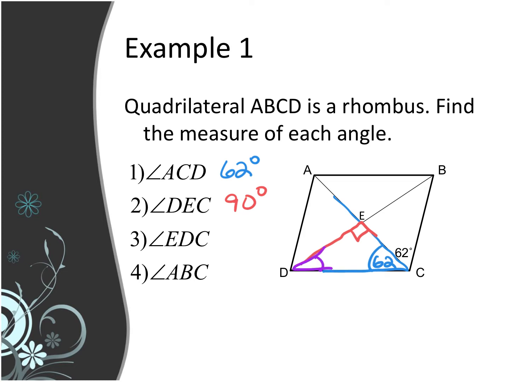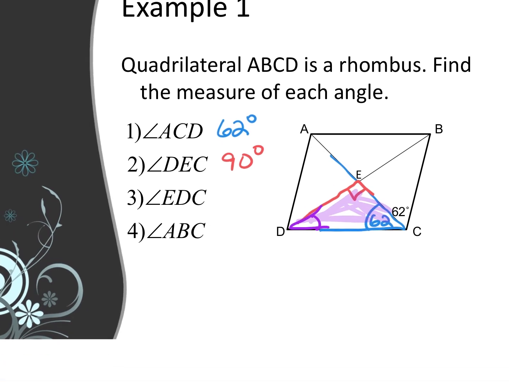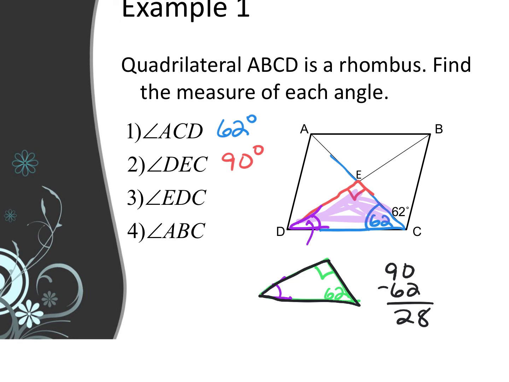What I'm going to do is focus on this little triangle that was formed down here at the bottom. So if I pull this out, notice what it just created was a little right triangle. And if this angle is 62, to find this missing angle they're asking me to find, the EDC, all I have to do is I know that the acute angles of my right triangle are always going to be complementary. So to find this angle, I'm going to do 90 minus 62, and I get 28. So the little purple angle here is 28.